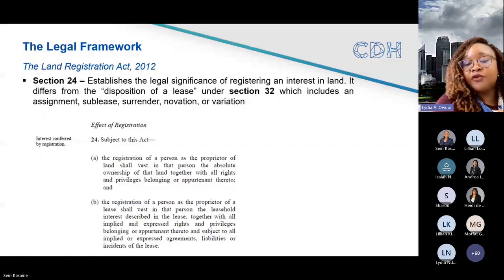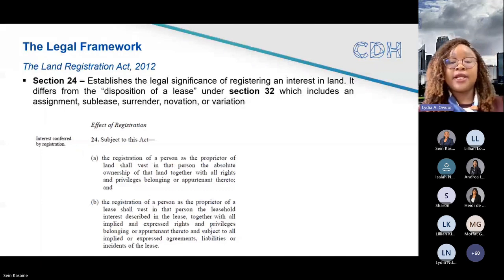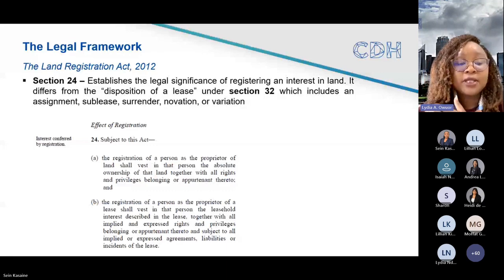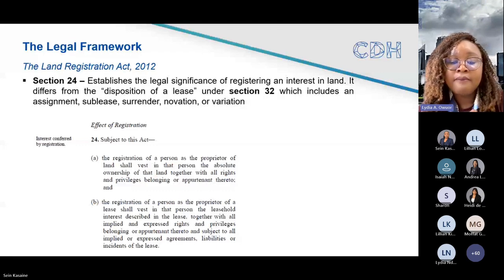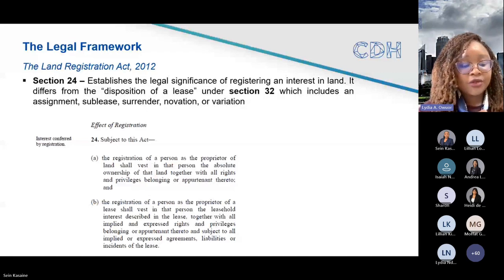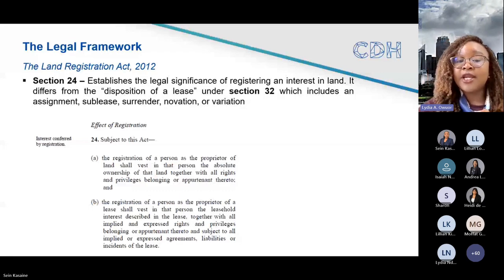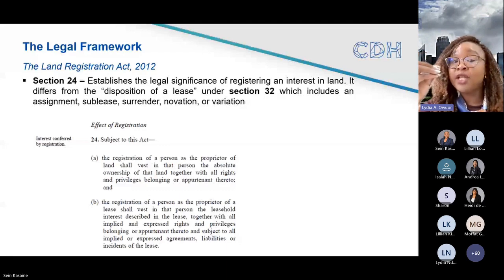Okay, so let's now look at the provisions of the Land Registration Act 2012, still covering the legal framework. Starting with Section 24 regarding the interest conferred by registration. Again, we can read it together. The registration of a person as the proprietor of land shall vest in that person the absolute ownership of that land together with all rights. I need you to mark that differentiator, the absolute ownership of the land.